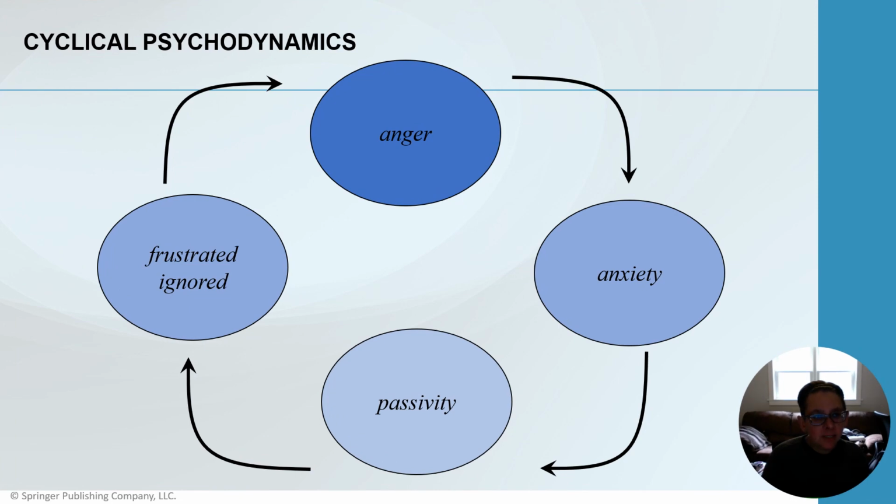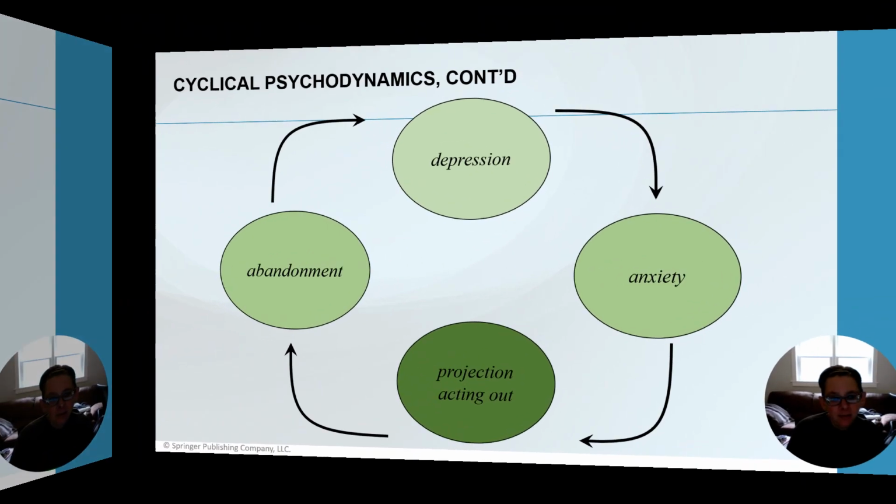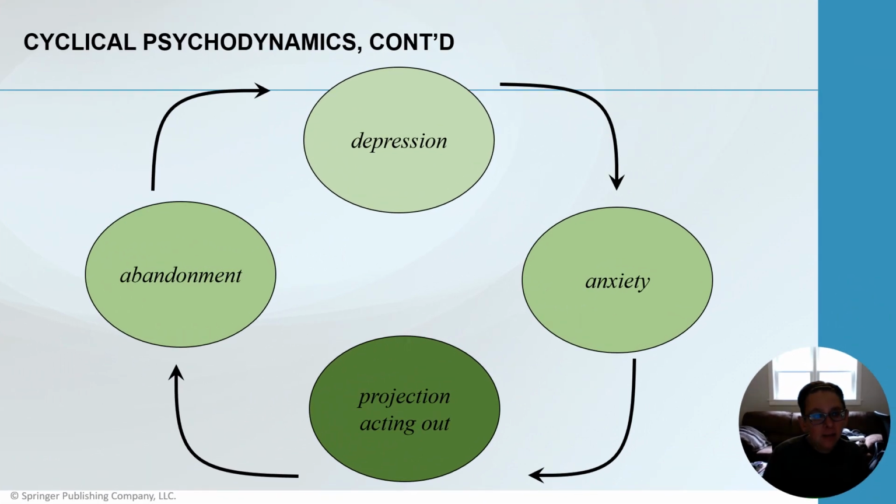So in terms of this, this might be how a patient presents and the cycle within those dynamics that you see within a patient, and understanding and stopping them. Like, I see you're angry, but you might see the anger go to anxiety, passivity, frustration, or ignored. And then you might see this in patients with borderline personality disorder. That sense of abandonment makes depression, makes anxiety, makes them act out. And it's cycling through that within that psychodynamic ability to see that within the patient presentation.